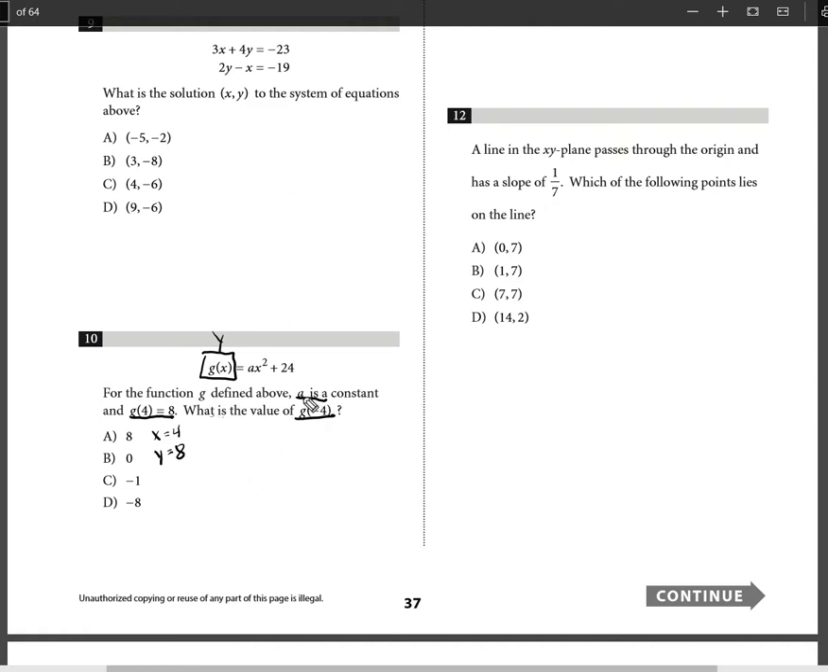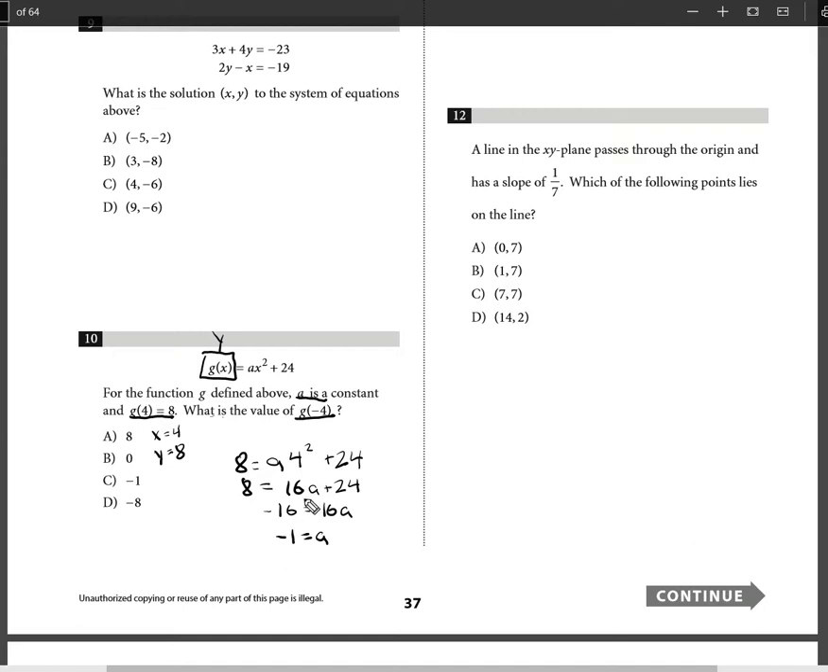Now, we can't solve for that without knowing what a is. So first, we need to solve for a with the given x and y. So first, g of x, which is y, which is 8, is equal to a times x squared plus 24. X is 4. Same thing as 8 is equal to 16, which is 4 squared, a plus 24. Subtract 24 from both sides, and you get negative 16 is equal to 16a. Divide both sides by 16, and you get negative 1 is equal to a.